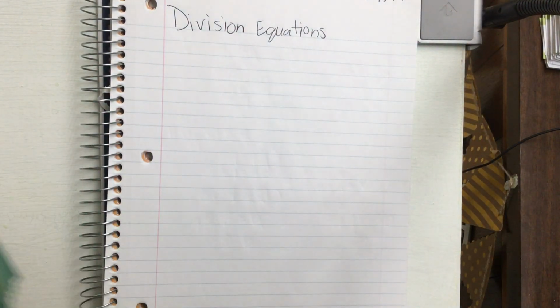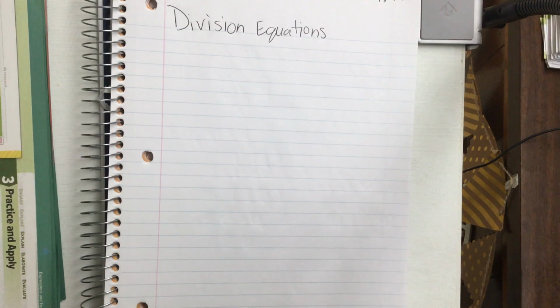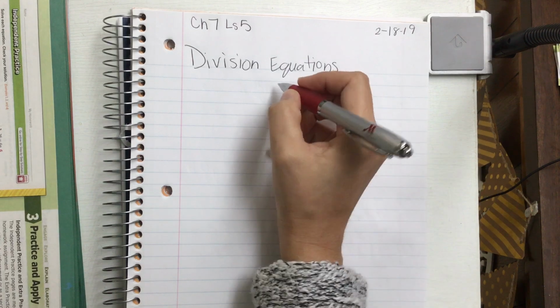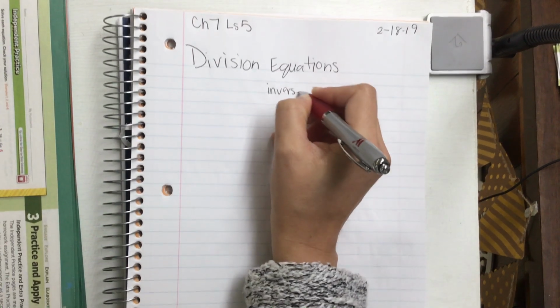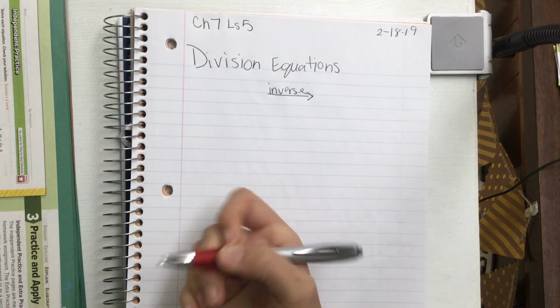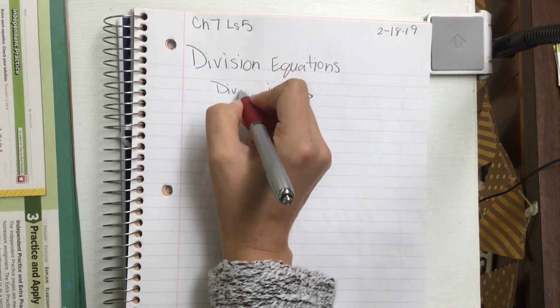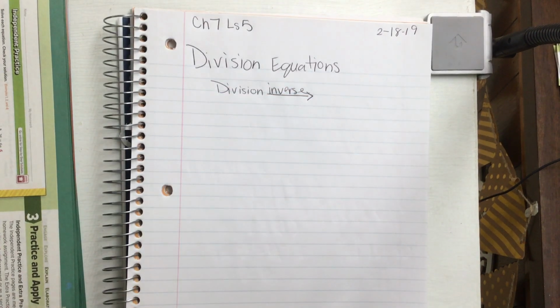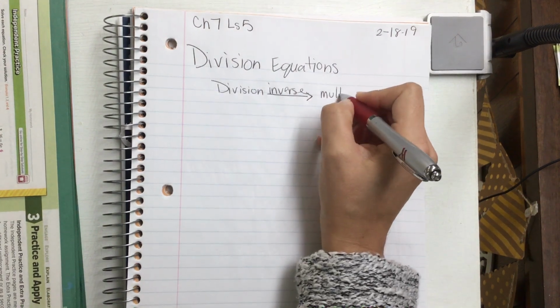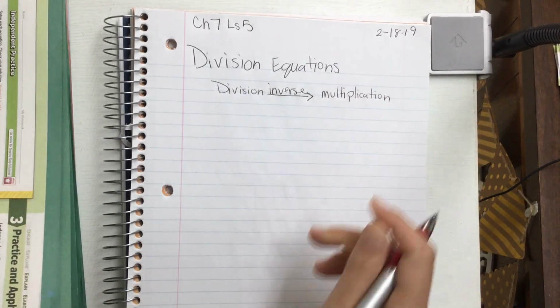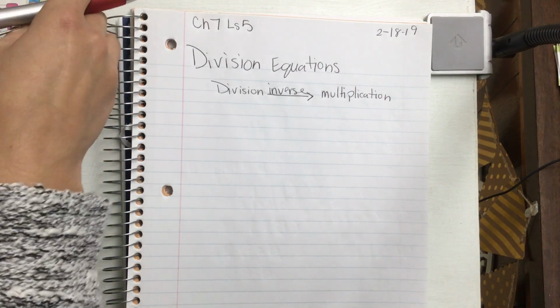All right, today we are moving on to Chapter 7, Lesson 5. We are looking at division equations. With all of our equations, we talked about the word inverse and how we solve these equations with our inverse property, with our inverse operation. So when we're talking about inverse of division, what operation is the opposite of division? Multiplication. Absolutely. So we're going to be using multiplication today to help us solve these division equations.